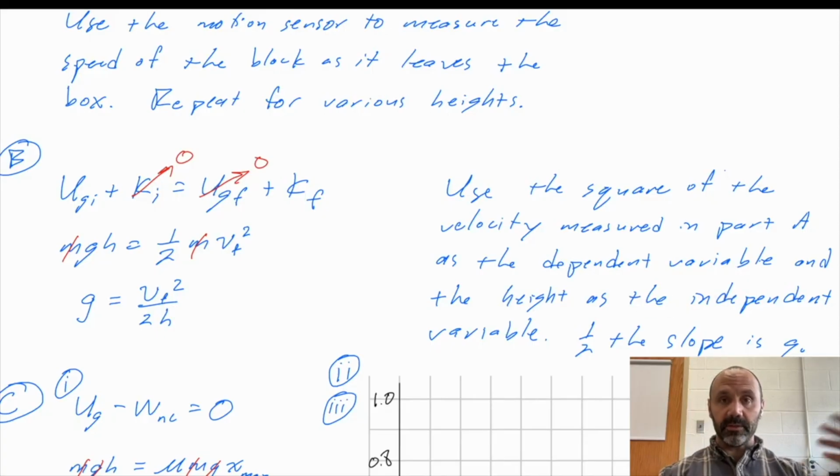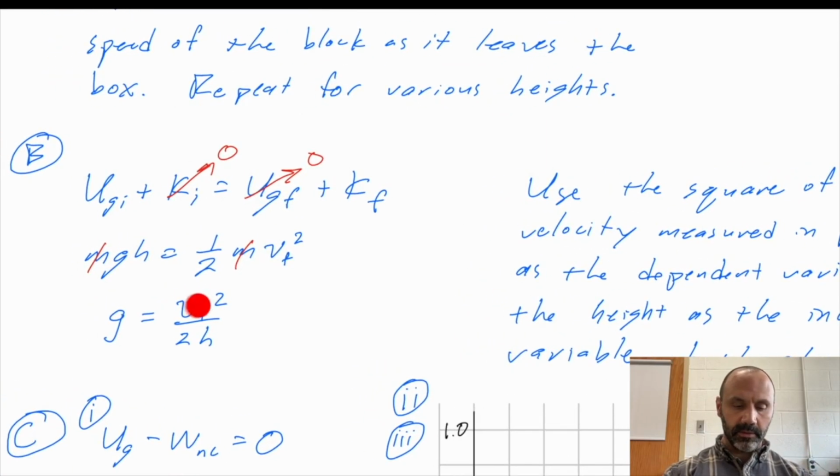And so then if I find the slope, I just have to multiply that by 1/2, and that'll give me the value of g. Now, that's not the graph that they give us. There's a different graph that I end up having to do later, but this describes how I could use these values to get the value of g.